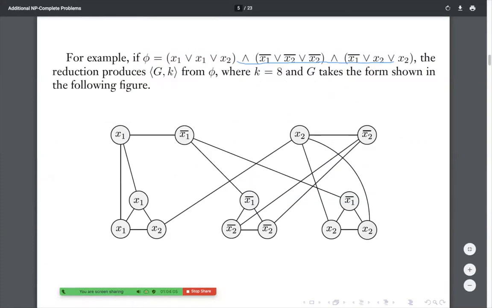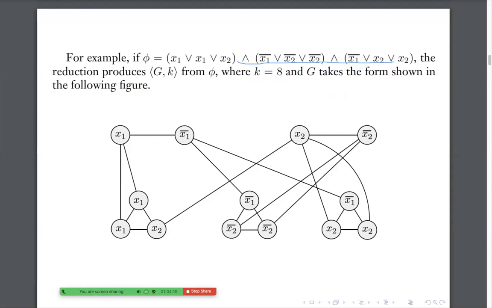So let's look at an example. Examples always make things that look more difficult easier. As I said, a picture is worth a thousand words, right? Now, because we want to reduce 3SAT to vertex cover, we construct a reduction. The input to that reduction is a 3CNF formula. So let's say I have the following 3CNF formula. Given the formula, we are going to construct a graph G and a parameter k.